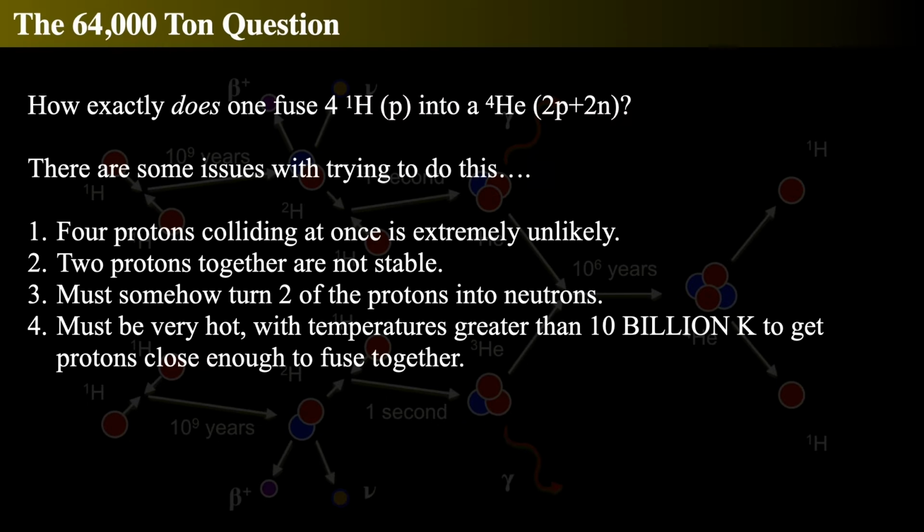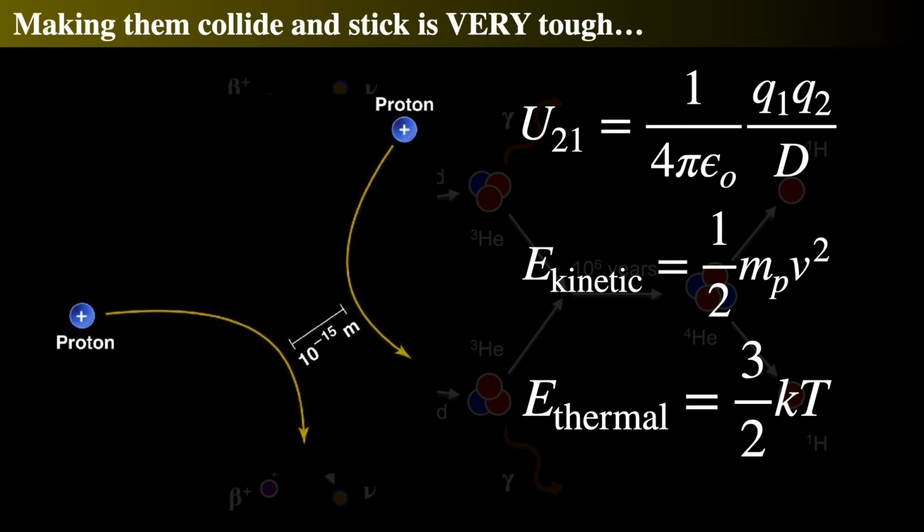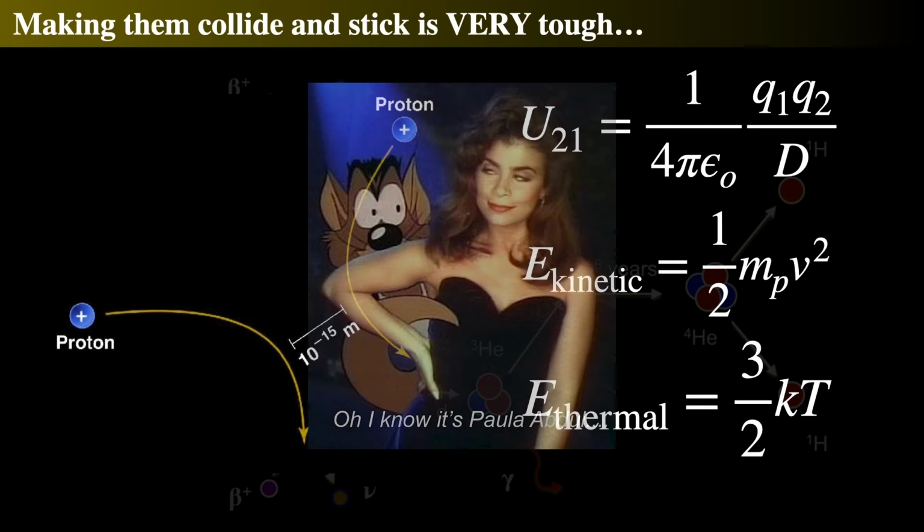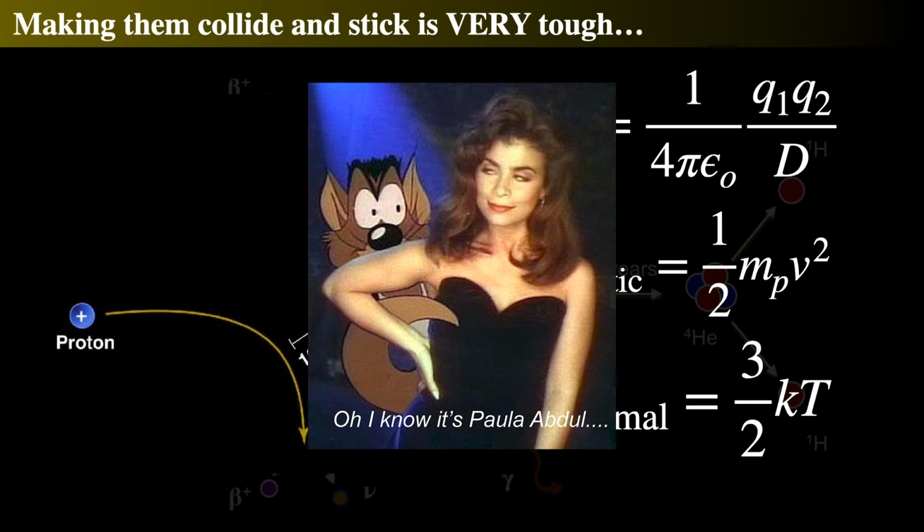So this is a very difficult thing to do. So let's look at the first thing. Trying to make them collide and stick is very tough. Why? Because 2 protons have an electrostatic repulsion. They are positive charges, so they repel. Like charges repel, opposites attract, just like that old Janet Jackson song, right? So electrostatic repulsion is so great that the temperature would have to be so incredibly high for anything to happen.